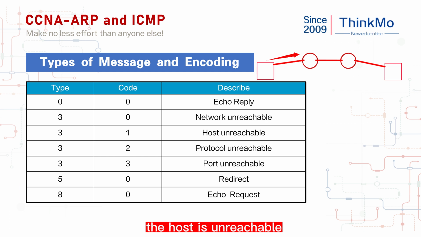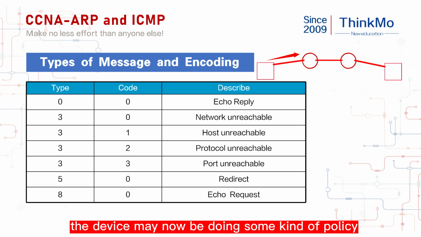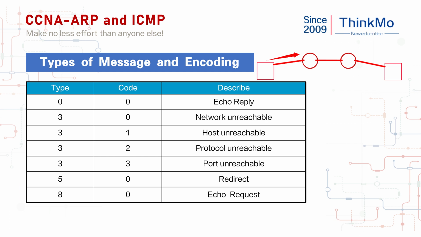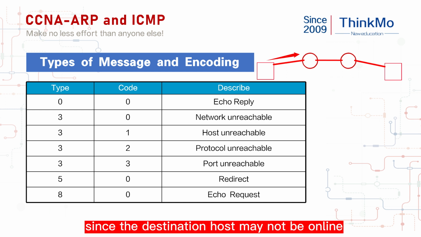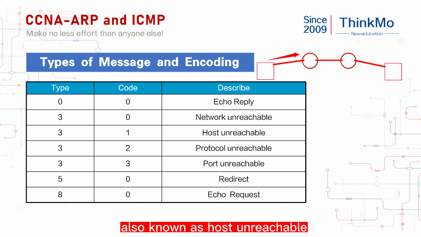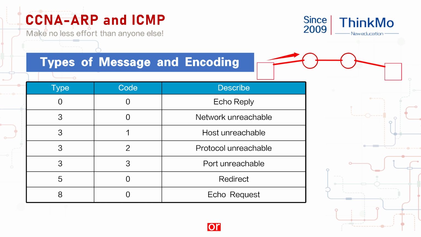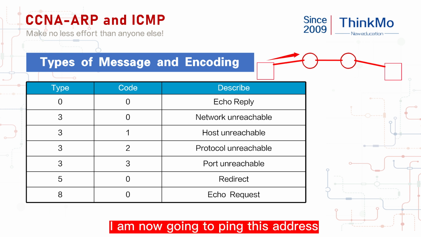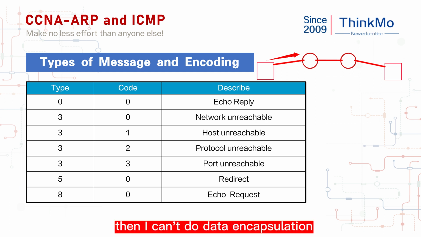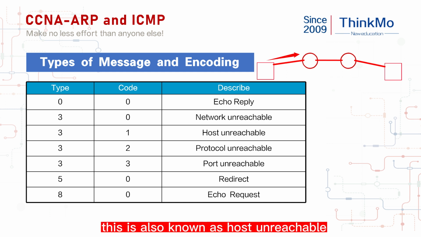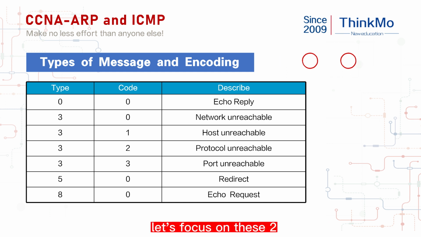The host is unreachable: the device may now be doing some kind of policy and doesn't let others ping it. Or I may have sent the data, but the destination host may not be online. This is also known as host unreachable. Or I am going to ping an address that doesn't exist at all, so I can't do data encapsulation. This is also known as host unreachable. Let's focus on these two.